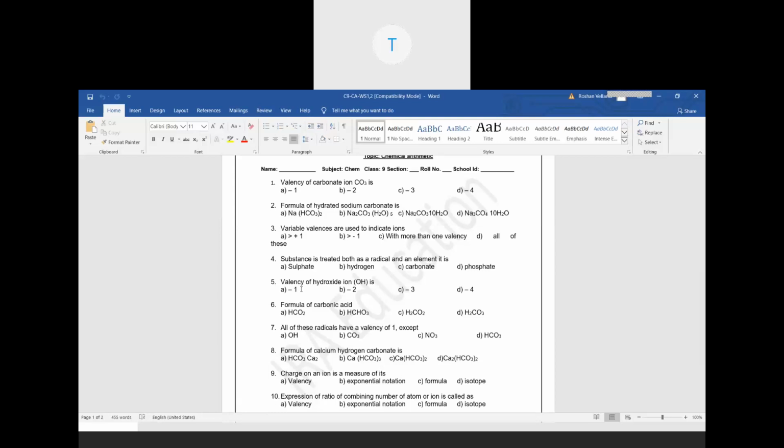What is the formula of carbonic acid? H2CO3, option D. Correct. H2CO3 is carbonic acid.